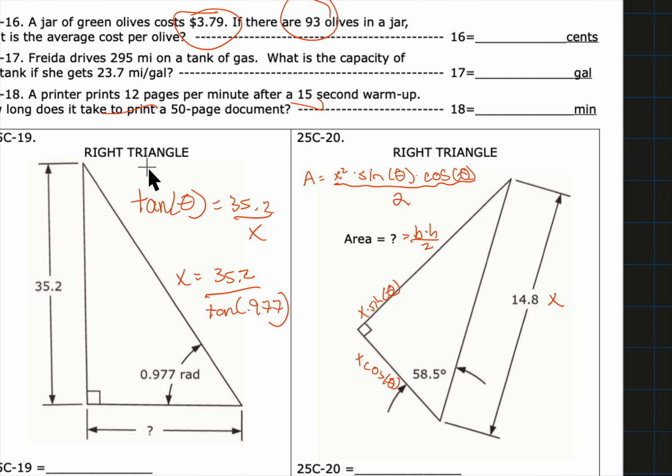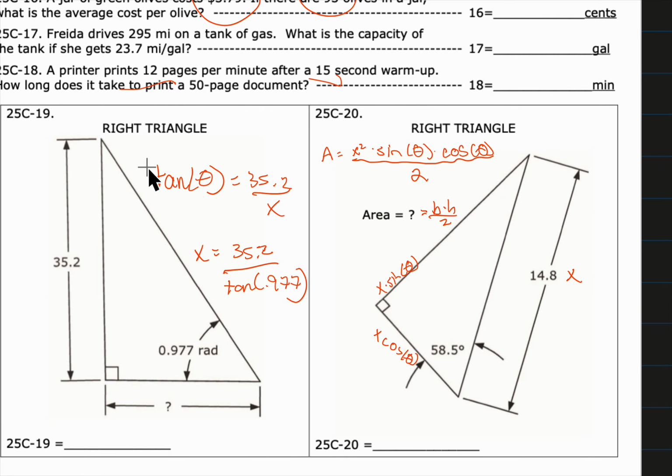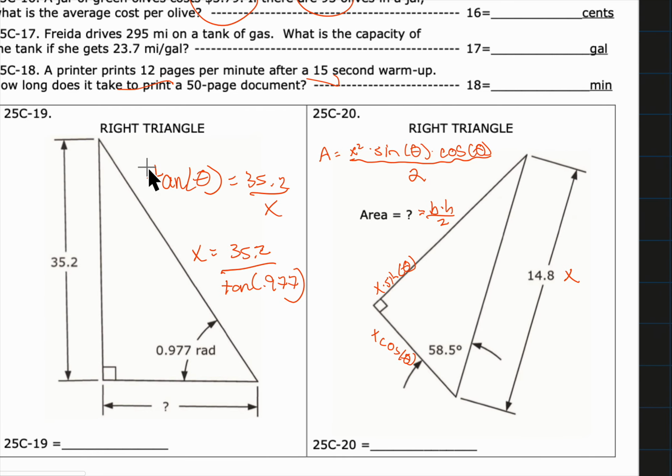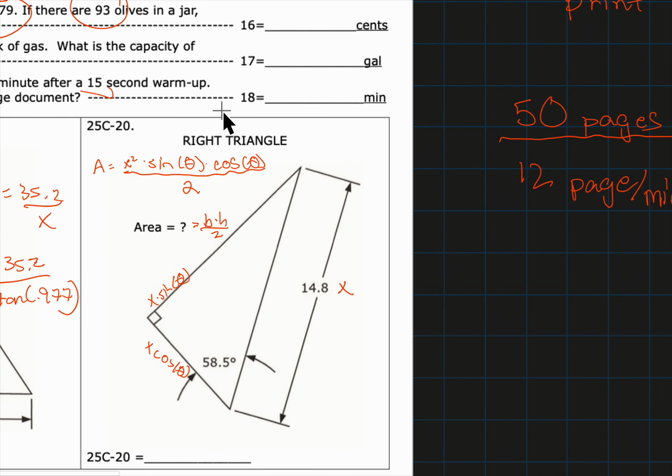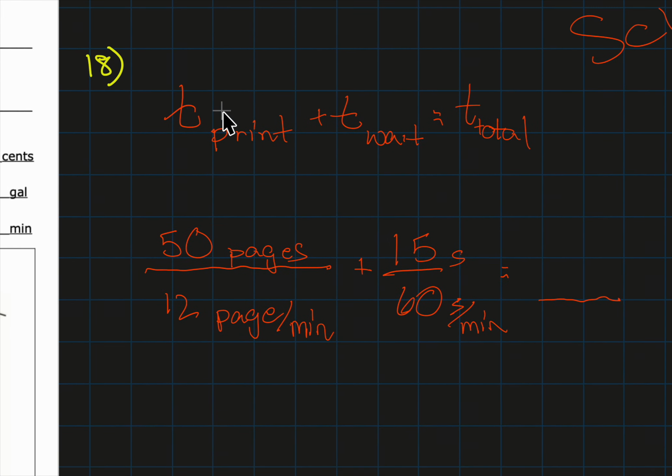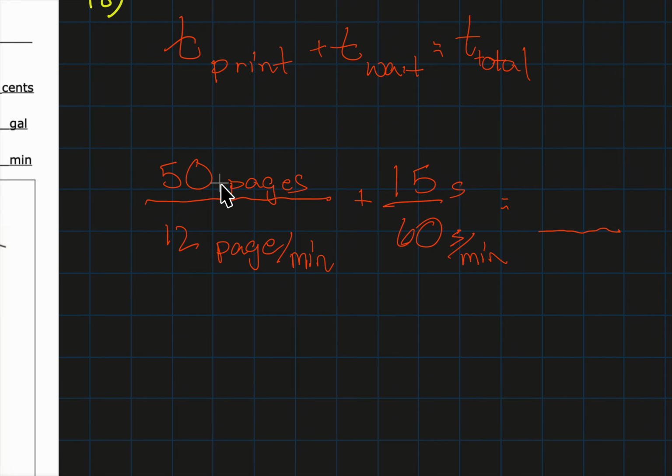Okay. 18. A printer prints 12 pages per minute after a 15-second warm-up. They want us to find out how long it takes to print a 50-page document. Well, the total time to print is going to be the time it takes the machine to warm up that we're waiting, plus the time it takes to print all the pages. So 50 pages at 12 pages per minute. We divide that, and that's going to give us an amount.